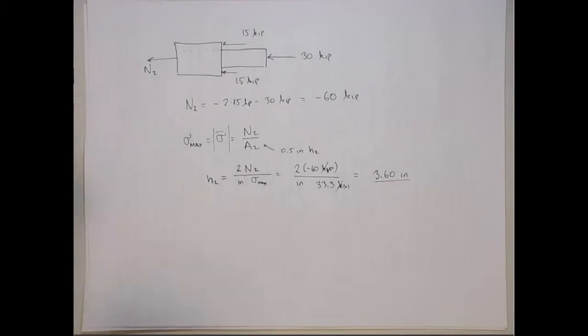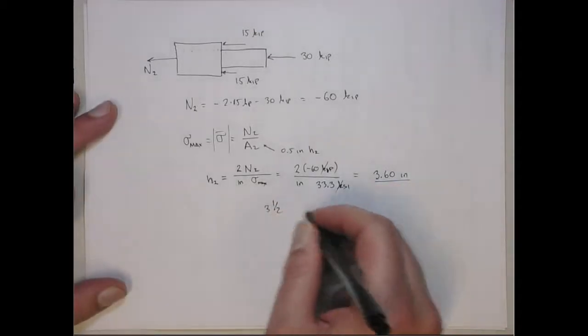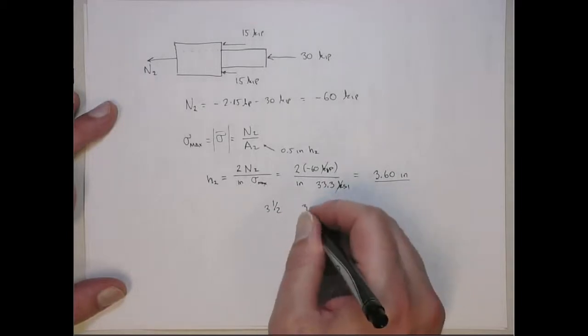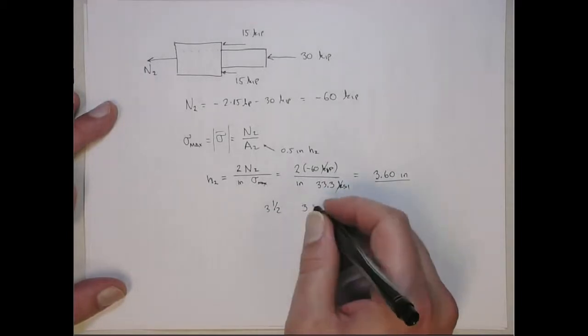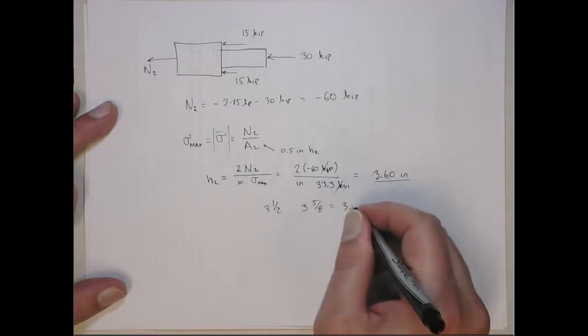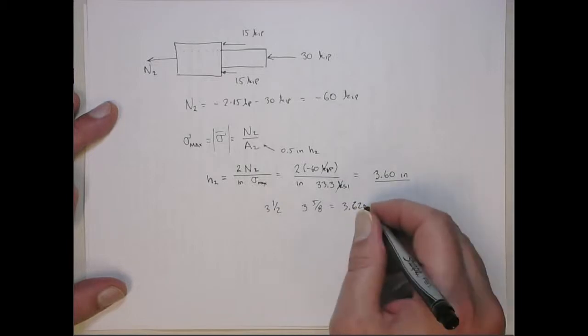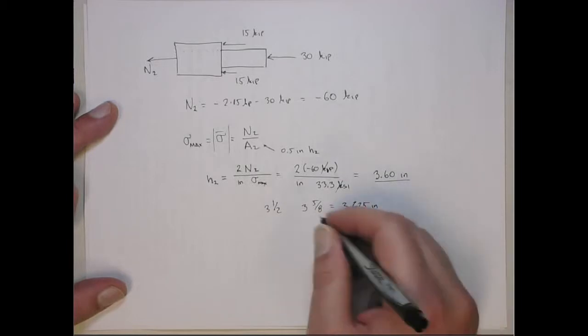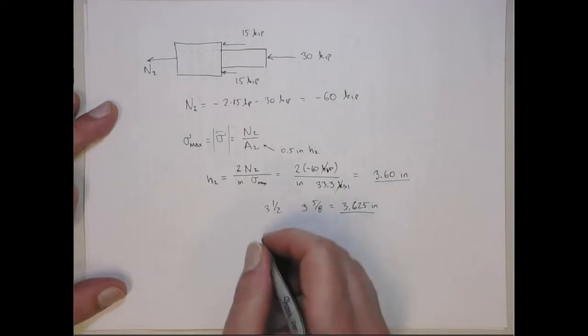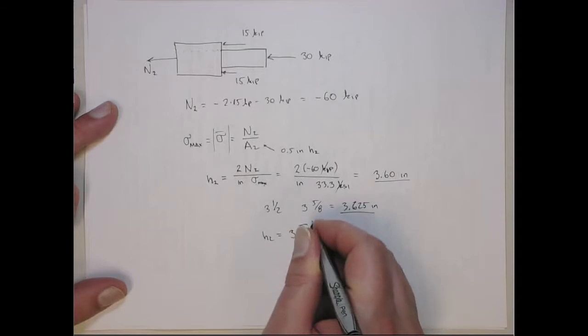Now we got to round off to the highest eighth of an inch. So 3.5 is 3.5, and then if we go to 3 and 5/8, that is 3.625 inches, which is the next eighth increment above this. So H2 should be 3 5/8 inches. Okay.